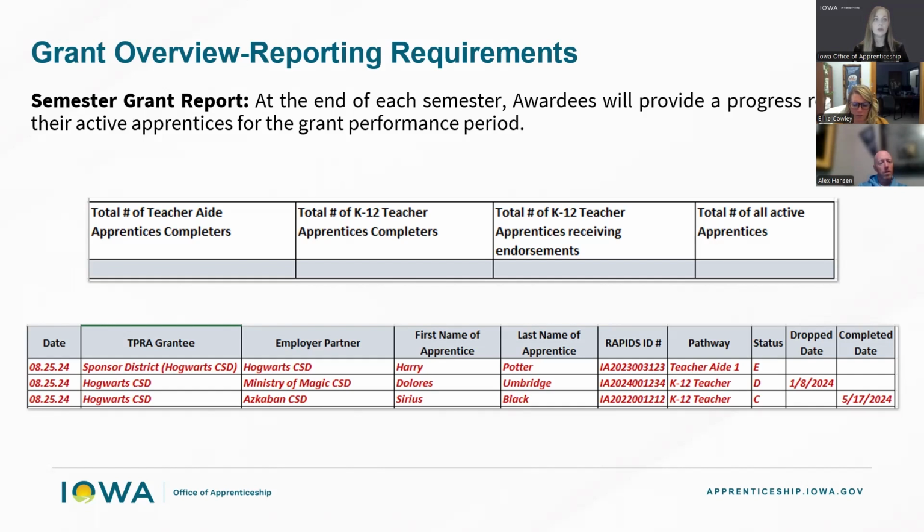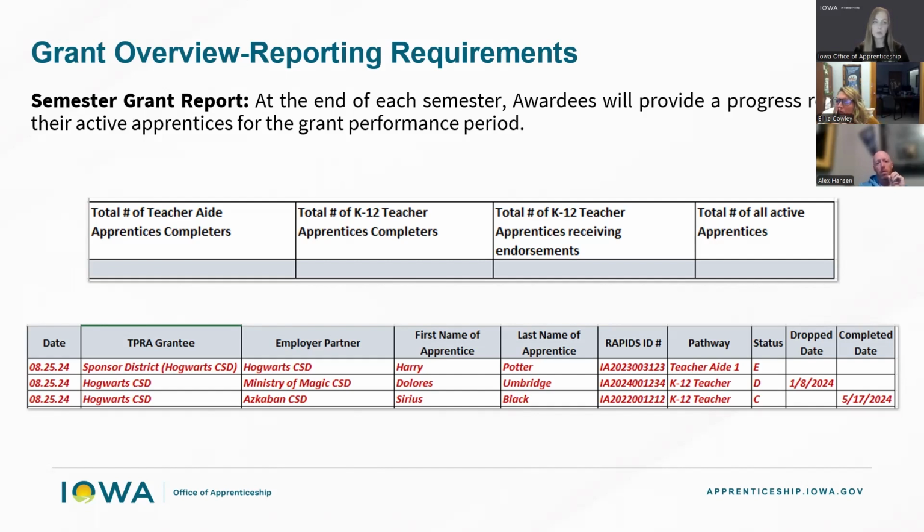It also helps us know how many active apprentices you currently have for that performance period. The second tab provides more detail in terms of your individual apprentices. It's going to show us the Rapids ID number, which pathway they're enrolled in, and what their status is.